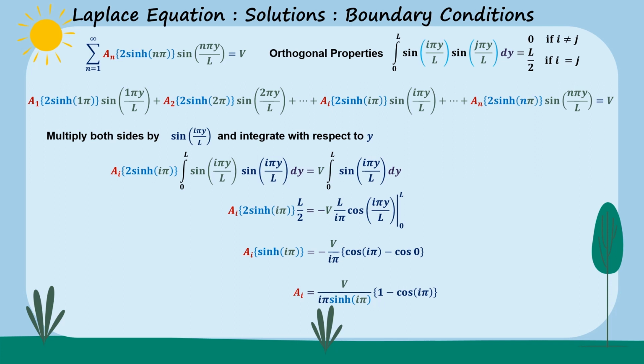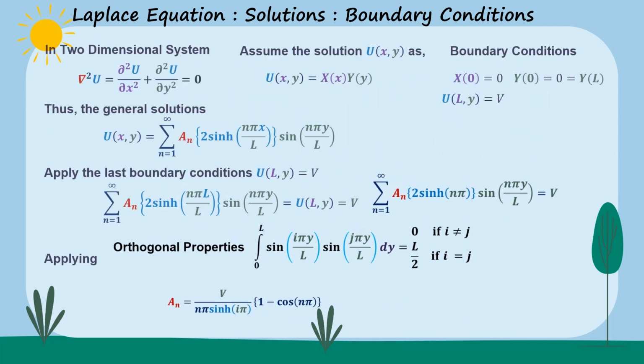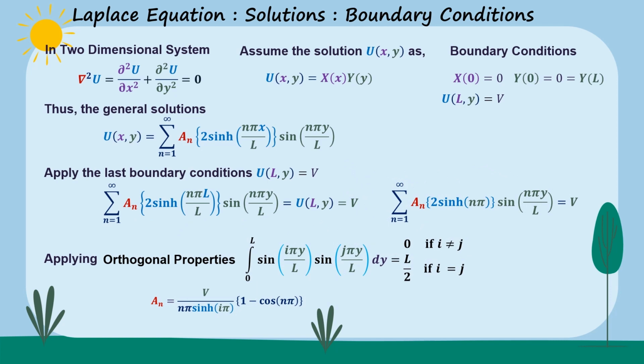So now, why are we looking for n only? Just replace i by n. That's it. If I do so, we get our general expression for that constant term. Therefore, we get the particular solution now. So substitute that a_n value in the summation form, and then our job is done.